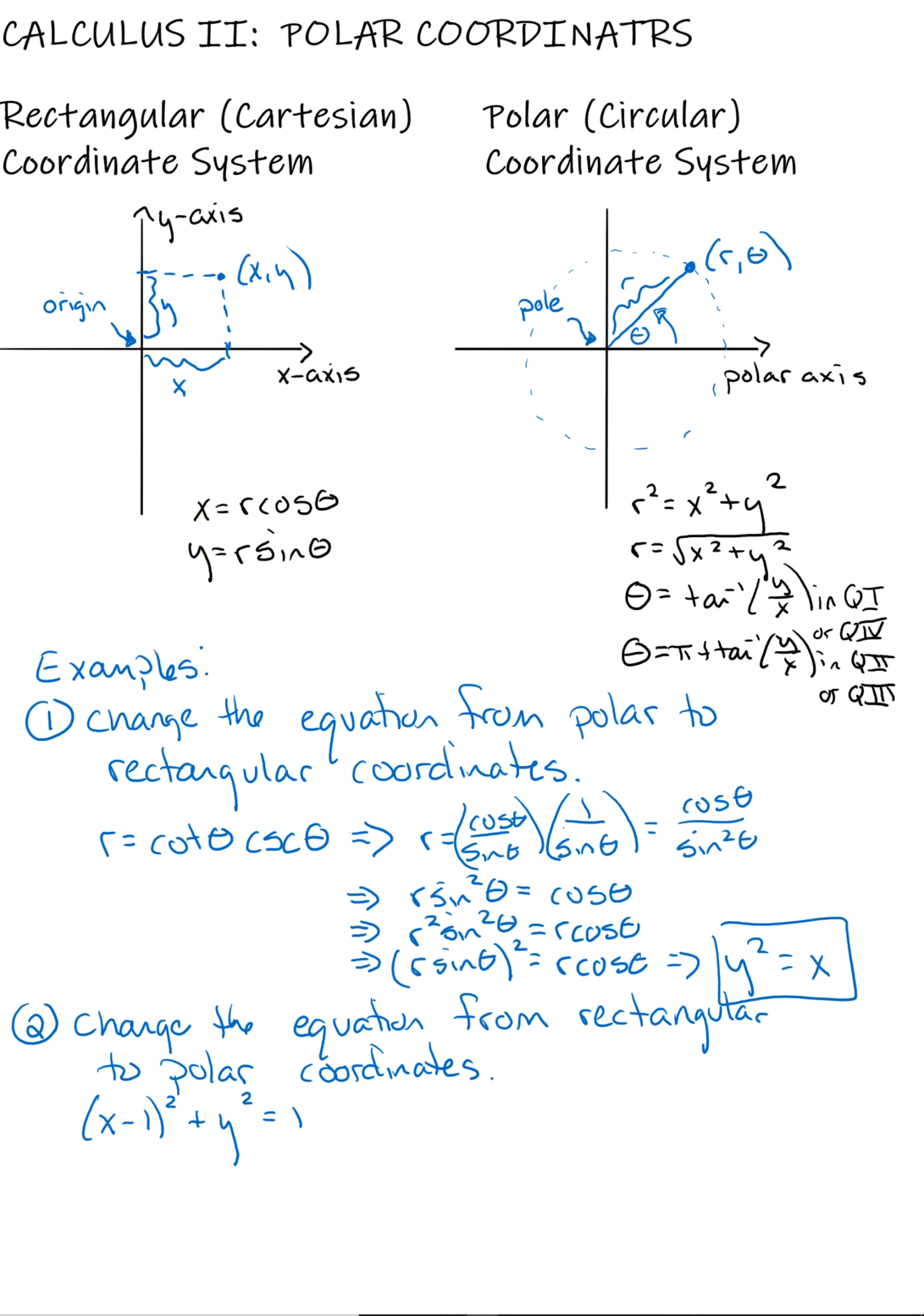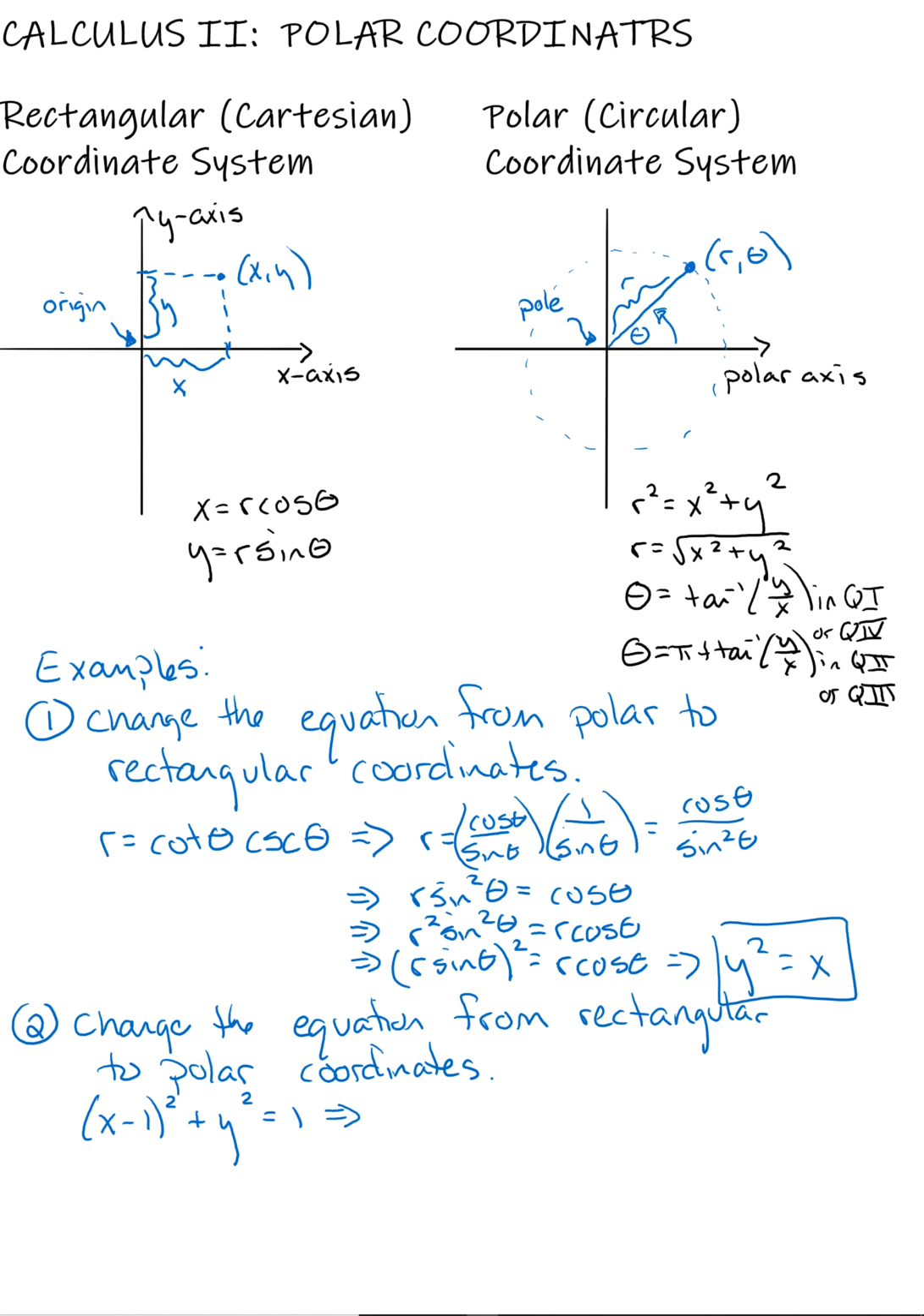Now let's see if we can go the other way. Let's see if we can change an equation from rectangular format to polar coordinates. So let's take x minus 1 quantity squared plus y squared is equal to 1, all in terms of x's and y's. Let's see if we can write this in terms of r's and thetas.